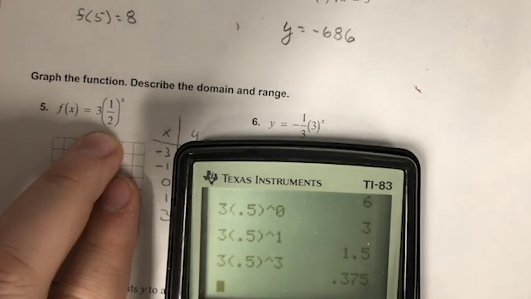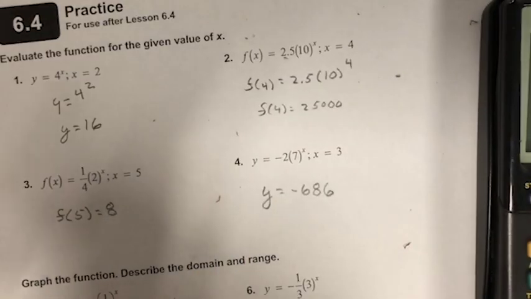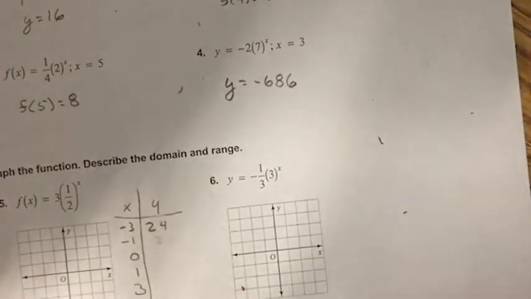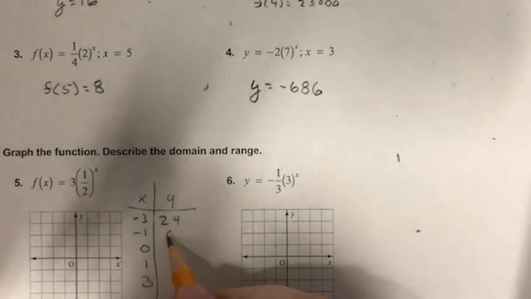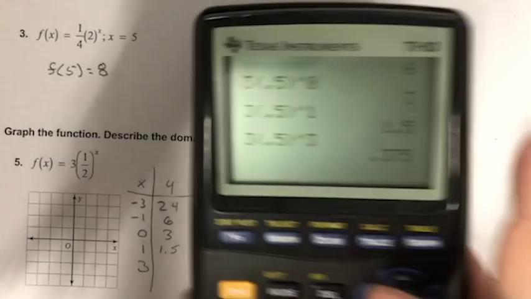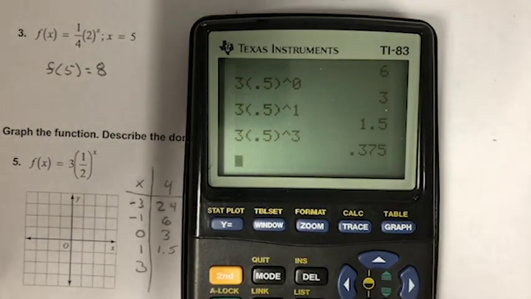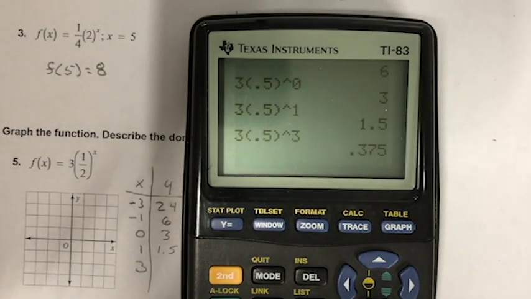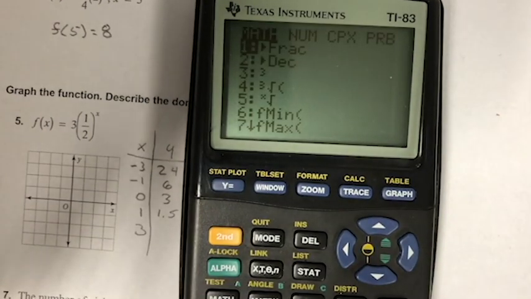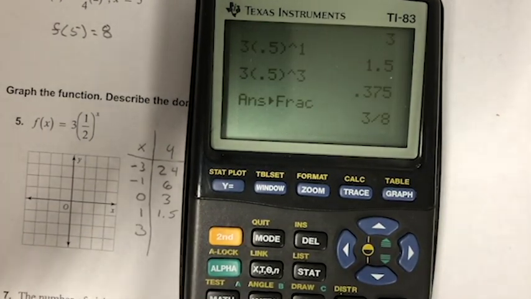So let's go back through all these. I had 24, then 6, followed by 3, followed by 1.5, and then 0.375. We can see what that is as a fraction by hitting the math button and going to fraction, and it gives me 3/8.